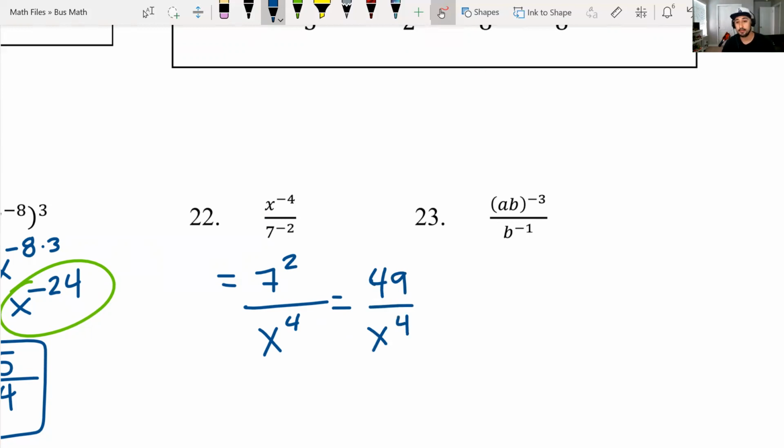8 times b to the negative 3 over b to the negative 1. Again, sign change rule. Flip them over each other where their exponents become positive. You get b to the positive 1 over 8 times b cubed. Okay, we're not done because we can simplify more.